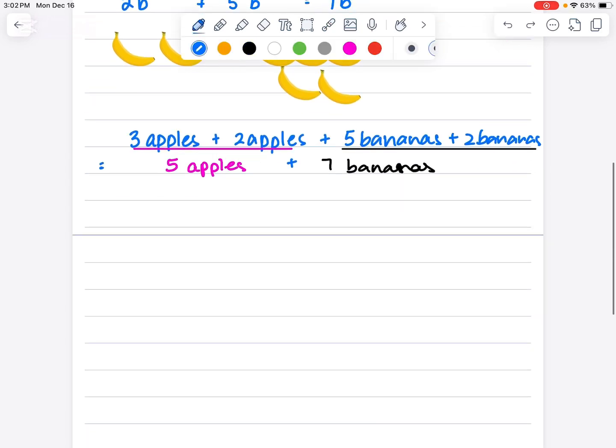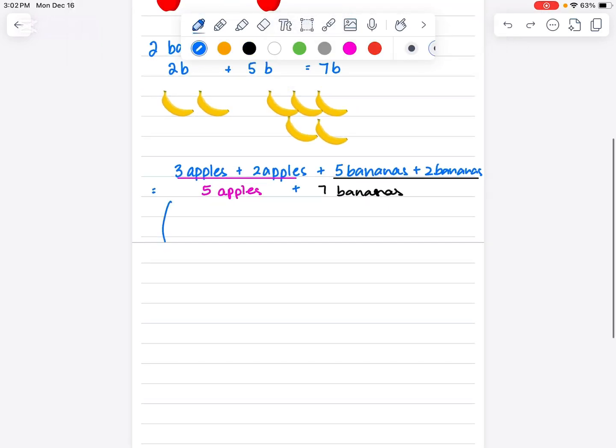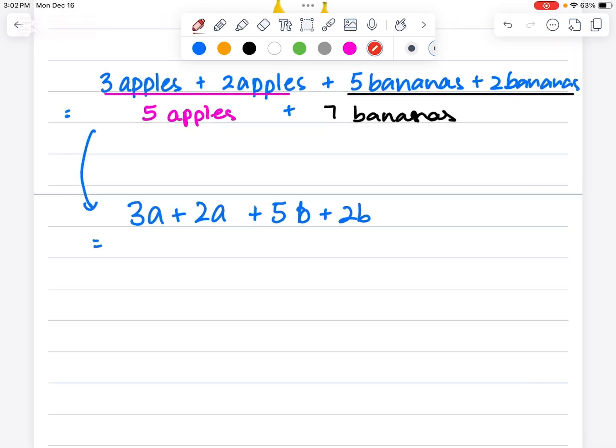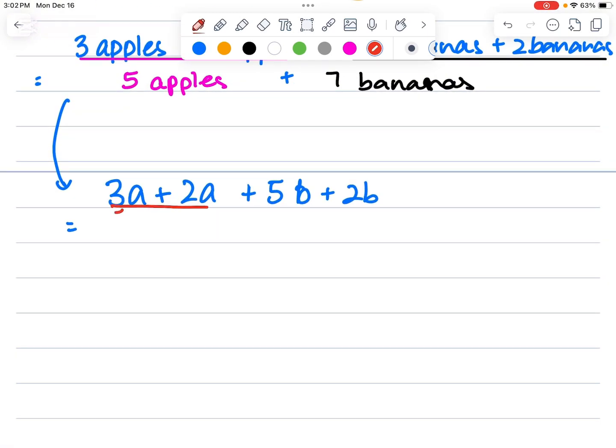Let me do this with more mathy terms. So I could rewrite this as 3a plus 2a plus 5b plus 2b. These are now what we call like terms. Okay, and these are a different set of like terms.